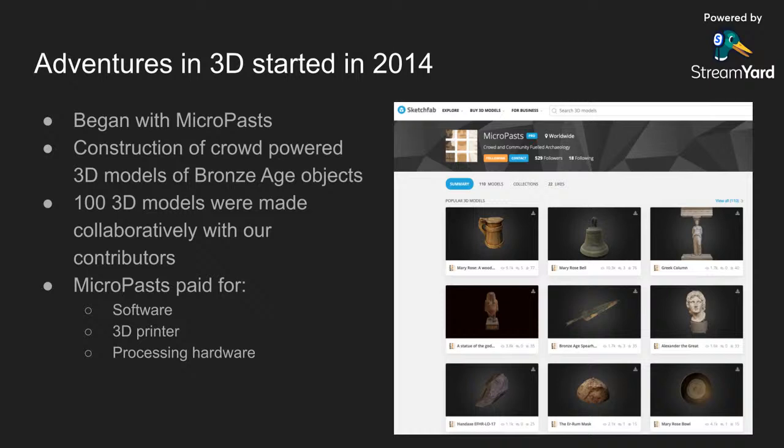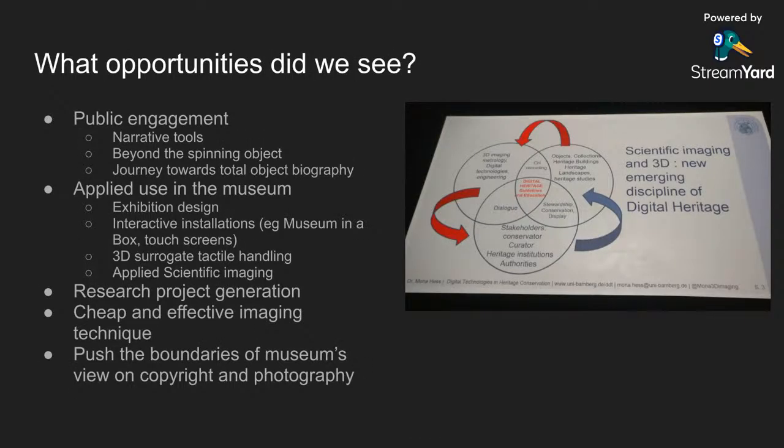So Microcast paid for software to do this project. It paid for a 3D printer, and it paid for processing hardware. It paid for a MacBook Pro for most of us, and I'm still using that from 2014. That software and hardware works really well. But what opportunities did we see?